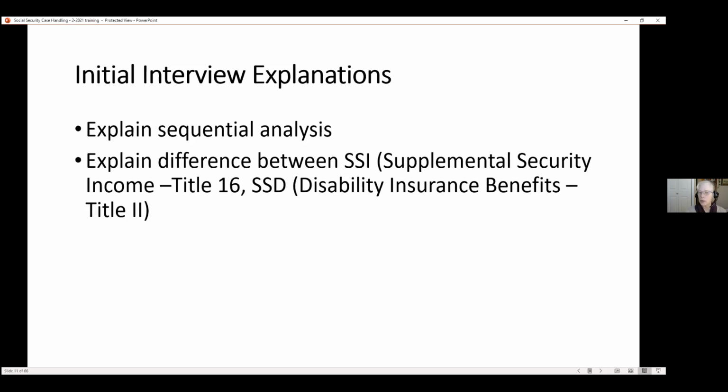A lot of clients don't understand the difference and don't understand what difference it makes. For example, disability insurance benefits have a 5-month waiting period and SSI doesn't, but SSI starts from the date of the application. So there are lots of little things that affect it, but you just want to give the clients a general idea of what it is.